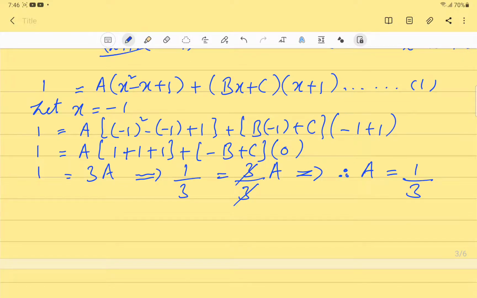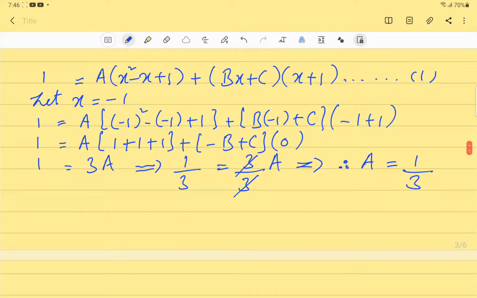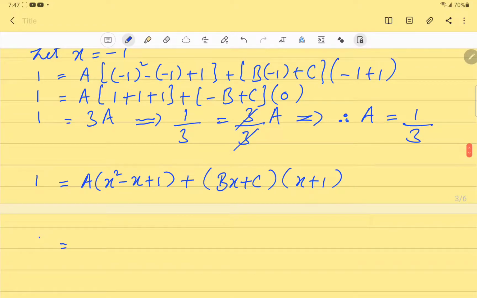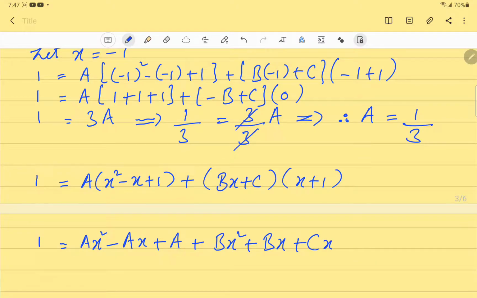Now we don't have any value of x which we can place in the equation to find out the value of the remaining two constants. So what we have to do here, we have to solve this equation and compare the coefficients of different degrees of x on both sides to form the equation, and then with the help of those equations we will find the values of constants B and C. So let's write the equation one more time. Ax squared minus Ax plus A, Bx squared plus Bx plus Cx plus C.